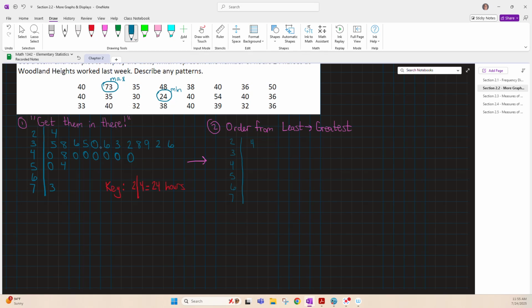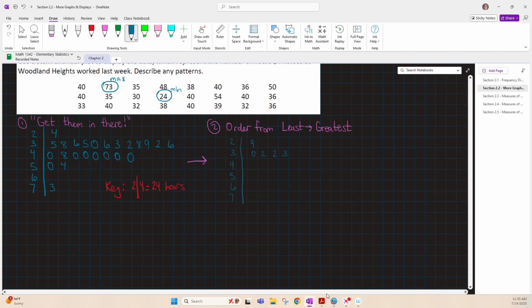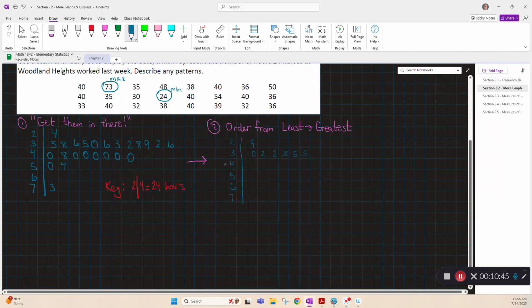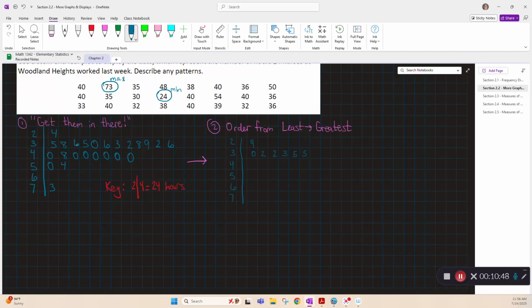Okay, so on all the 30s, I have a 0 and 2 2s. So 0, 2, 2. We got how many 2s? 2. I have a 3. What else? I have 1, 2 5s. I have 1, 2, 3 6s. 1, 2 8s.